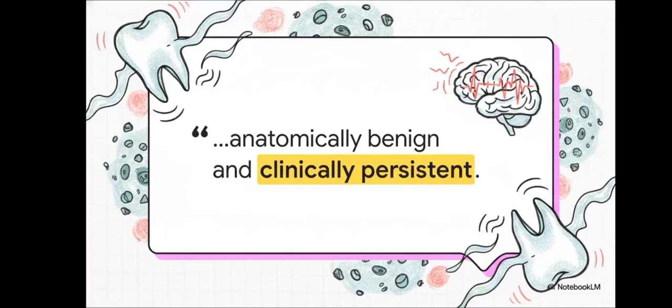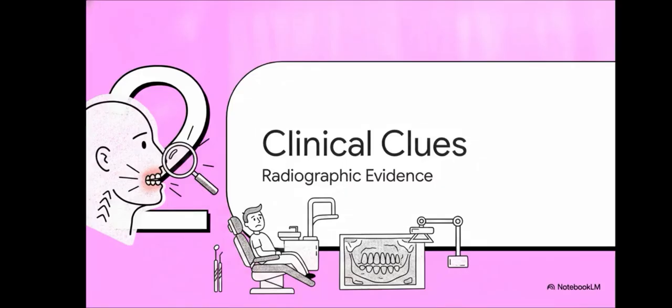And this classic description by Robinson perfectly captures its deceptive nature. He called it usually unicentric, non-functional, intermittent in growth, anatomically benign, and clinically persistent. It's that last part, right? Anatomically benign and clinically persistent. That completely defines the clinical headache it causes. It might lack the cytological features of a frank malignancy, but its relentless persistence and local invasiveness make it an absolutely formidable challenge. Moving on to Section 2, clinical and radiographic clues.